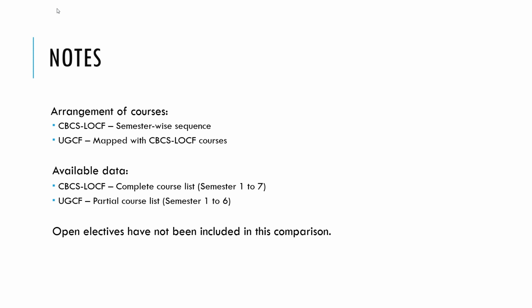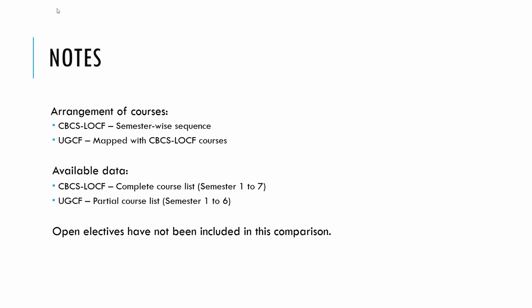on the screen there will be two columns in a table in each slide. On the left, you will find the CBCS courses. On the right, you will find the NEP UGCF courses. The CBCS courses have been arranged in this proper sequential order semester wise, whereas for the UGCF ones, I have tried to map the courses with the CBCS ones wherever possible. So it won't follow that kind of a sequence.